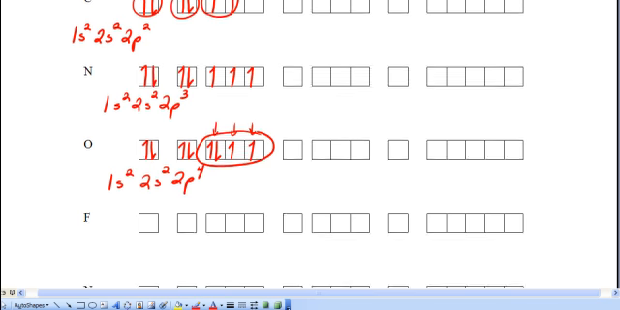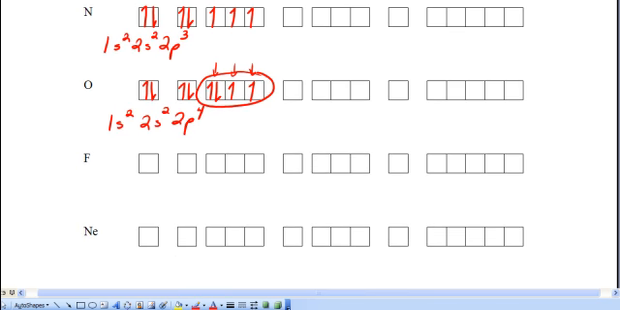Okay? If you want to pause this, go ahead and try fluorine and neon on your own, and then unpause it, and I'll walk you through it. Alright, so let's go ahead and try fluorine and neon now. Maybe you've tried this already. Fluorine has 9 electrons, so it has to go 1, 2, 3, 4, 5, 6, 7, 8, 9 electrons for a total of 1s2, 2s2, 2p5.